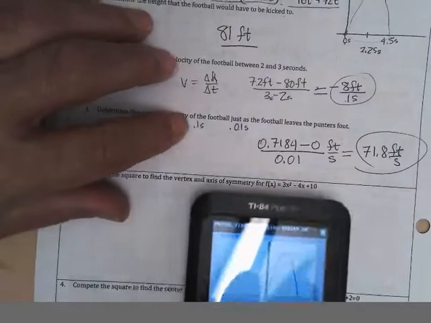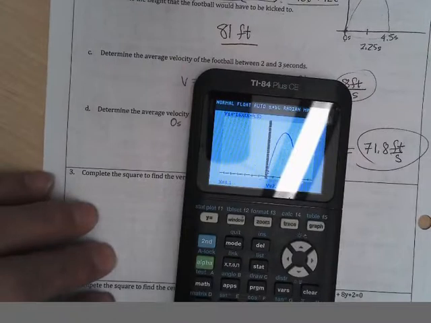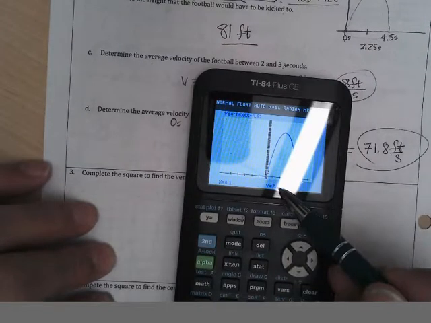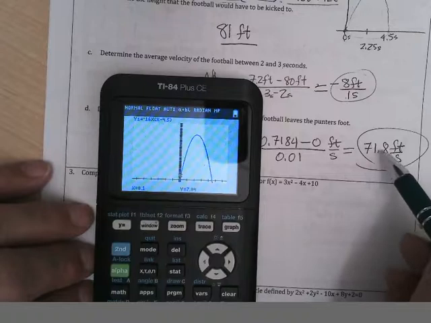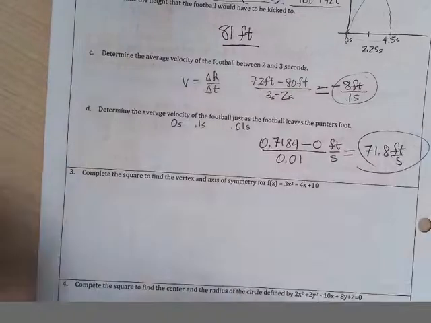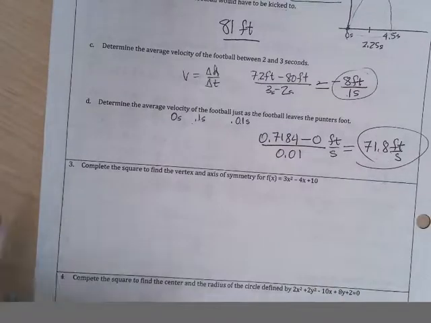If I'd used the 0.1, I would have had 70.4 instead of 71.8. I did it a little closer, so I got a little bit better estimate.